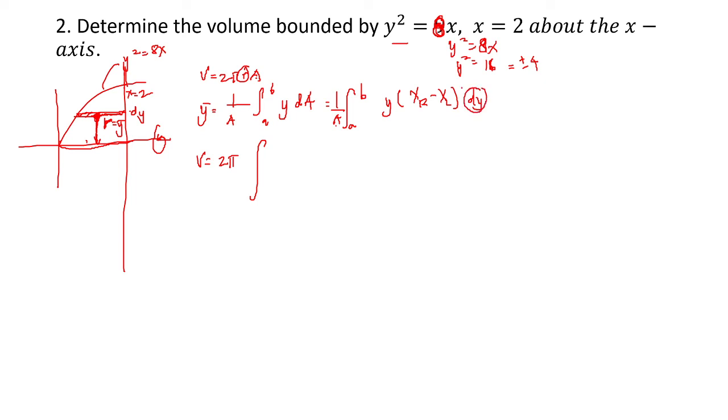Obviously, this is 0. Then this is 4. So the points are (2, negative 4) and (2, positive 4). Since we are using dy, the limits are from 0 to 4. Then our y is y. Then xr is 2 minus xl, which is 8x. Oh, no, in terms of y.